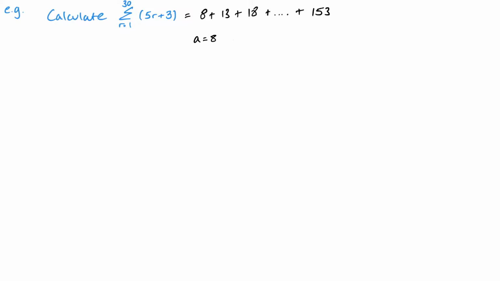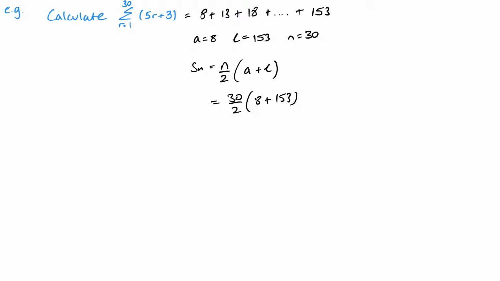Now we've got D, but let's just put in our last term as 153, and N equals 30, as we have 30 terms. So sum to N terms, N over 2, and I'm going to use A plus L. So 30 over 2, and we've got 8 plus 153. And our sum is 2415.